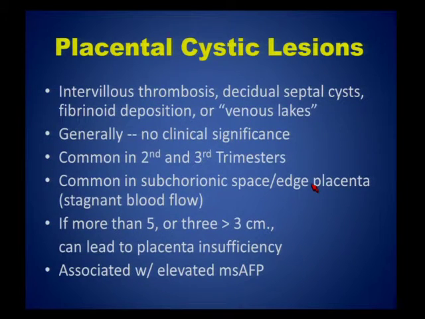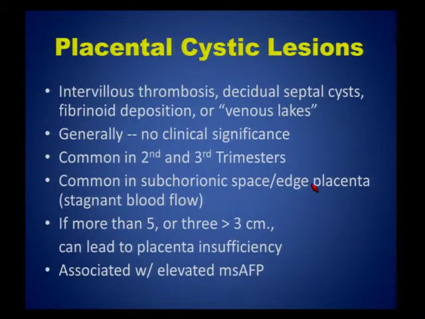I just thought I'd mention placental cystic lesions because these sometimes are a problem, usually on outside ultrasounds that get referred to us. These usually are benign. Usually they represent intervillous thrombosis or decidual septal cysts. They can even be so-called venous lakes, although I'm not sure what the origin of venous lakes derives from, or fibrinoid degeneration. They're common in the second and third trimesters, usually as we go in advancing ages in gestation.